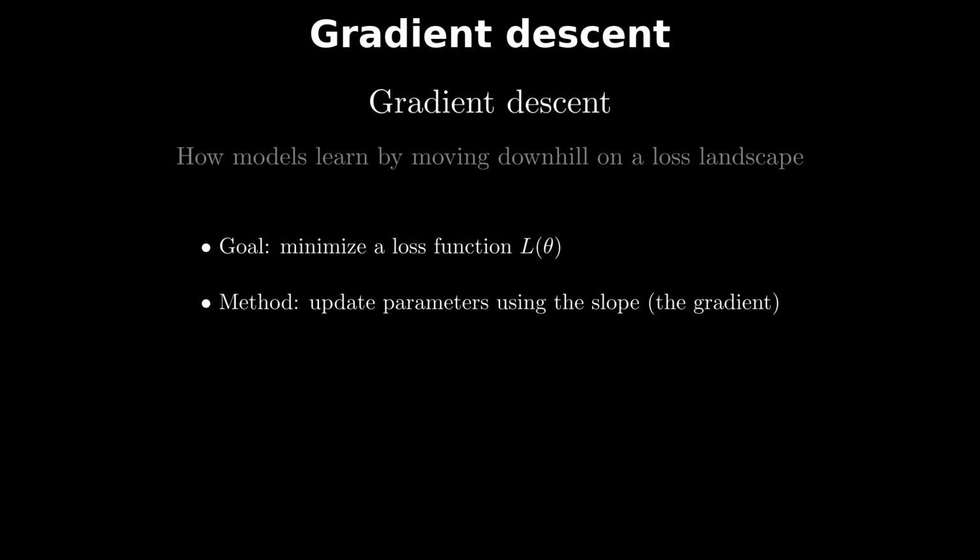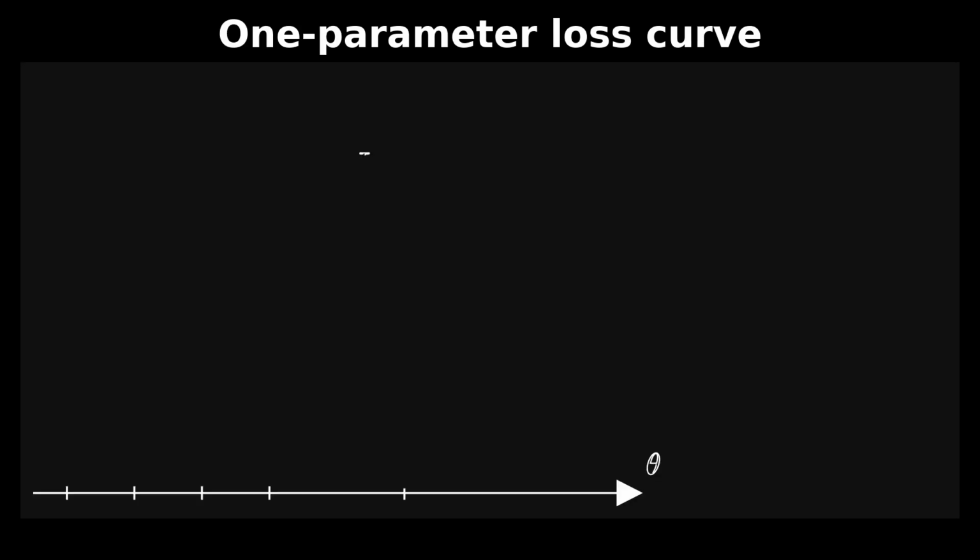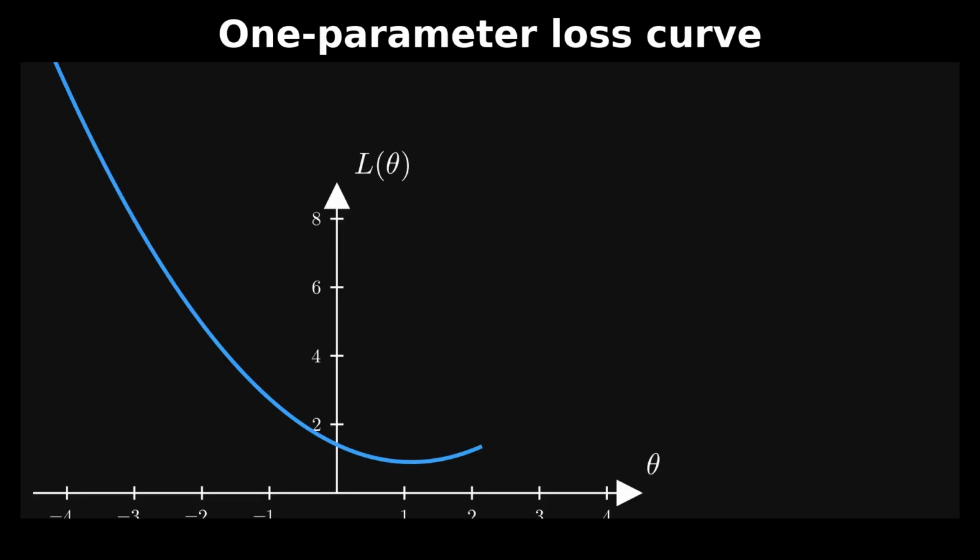Training a machine learning model often means choosing numbers, called parameters, so that the model's predictions match data. Gradient descent is the workhorse method for doing that. The whole story fits into one picture, a landscape of loss values and a point sliding downhill until it finds a low spot. Start with the simplest case, one parameter.